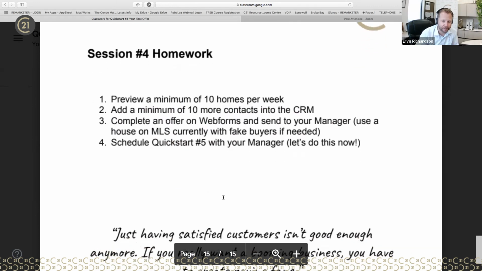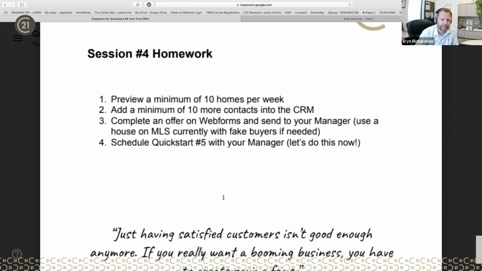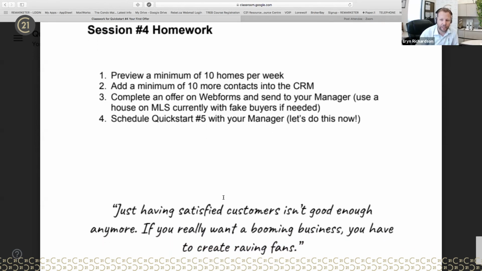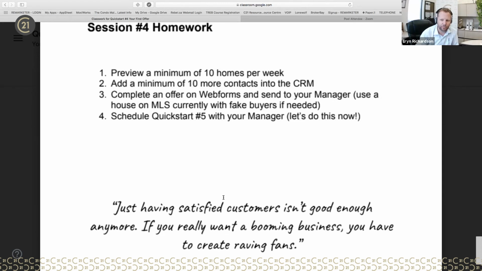So just wrapping it up for session 4, the homework. Keep seeing houses. You want to know the market. Add 10 more contacts in your CRM with addresses. Complete that offer I was talking about on web forms and send it to your manager. Use a house that's currently listed on the MLS, and then you can use fake buyers if needed. And then schedule your next Quickstart session with your manager. We will have another session in 1 to 2 weeks. I'm not sure if it's next week or the week after. Quickstart 5 will be coming to YouTube or to a Zoom call near you.